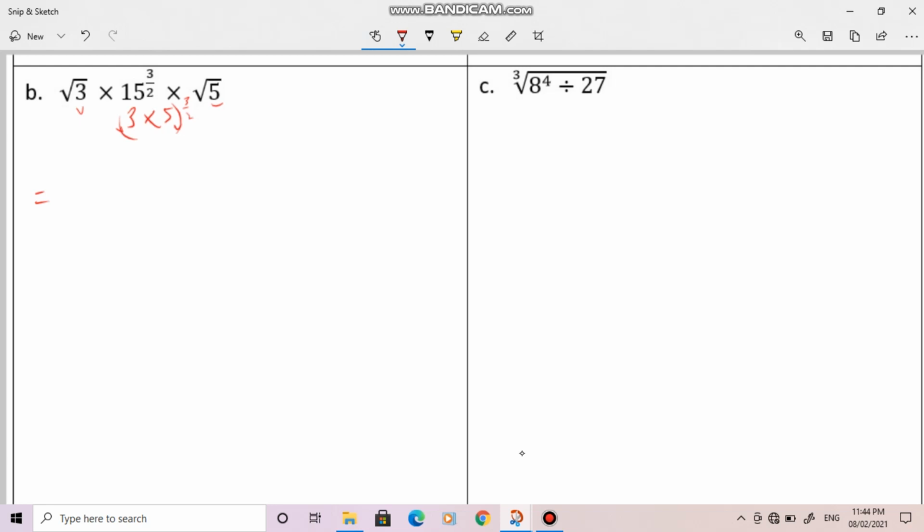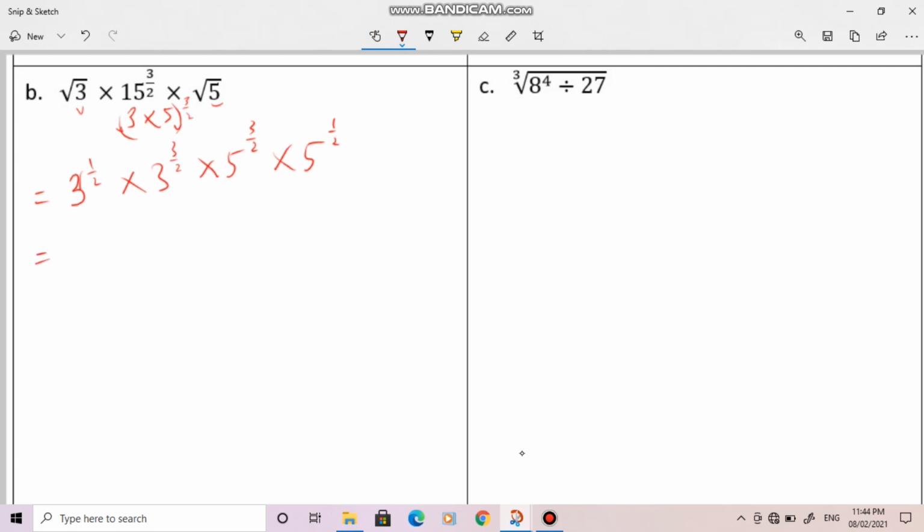Okay, so the square root of 3, you must write in terms of fractional indices. So here we have 3 power of 1 over 2 times this one. Yes, 3 power of 3 over 2 times 5 power of 3 over 2 times 5 power of 1 over 2. And then class, rule number 3. What? Yes, you're right. Okay, solve for the indices.